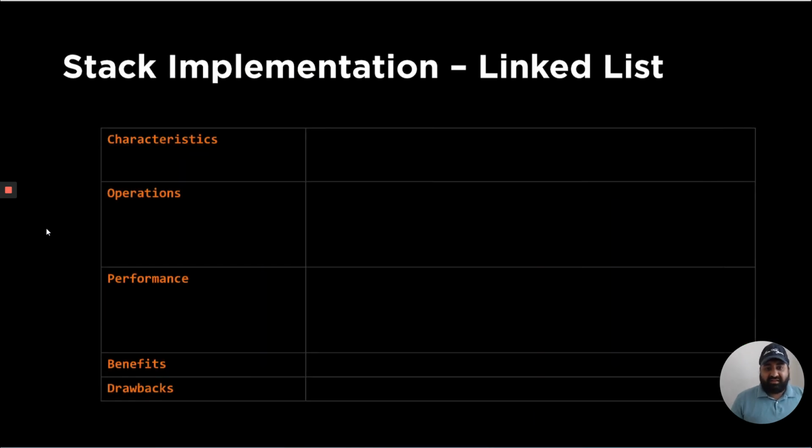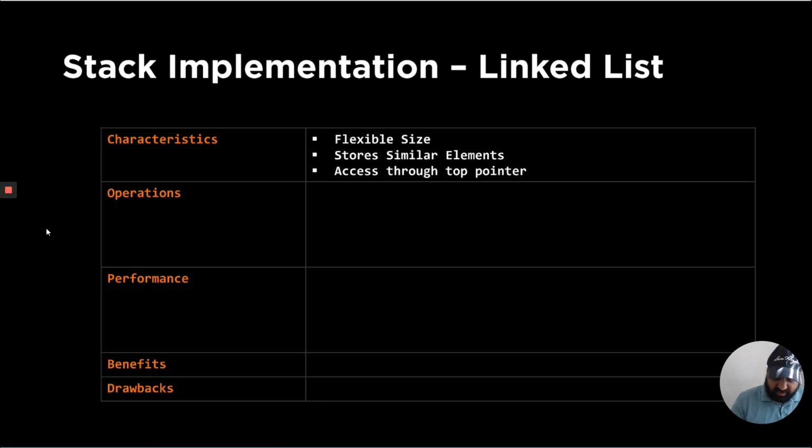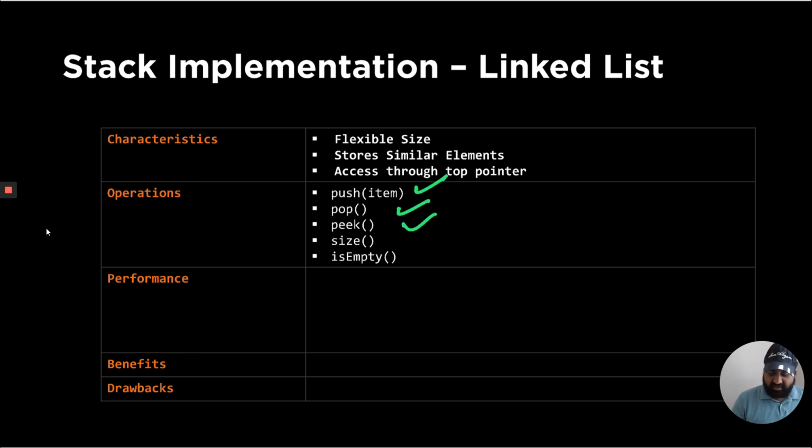So let's see the characteristics as well as operations of this implementation. Again, now we have a flexible size instead of a fixed size. We can store similar elements in this linked list, and we access through the top pointer instead of an index. The operations are exactly the same. We have the push, pop, peek, size, and is empty.